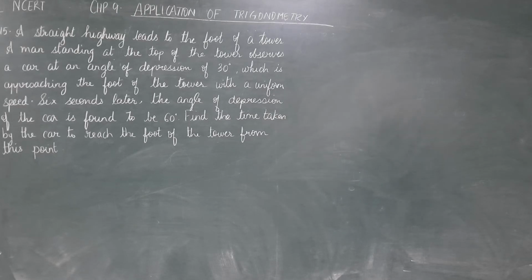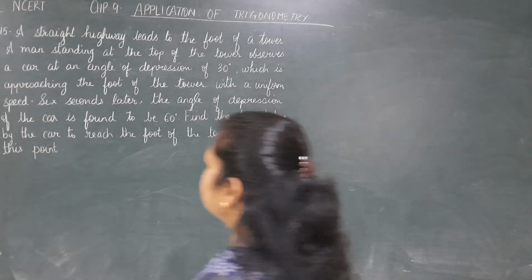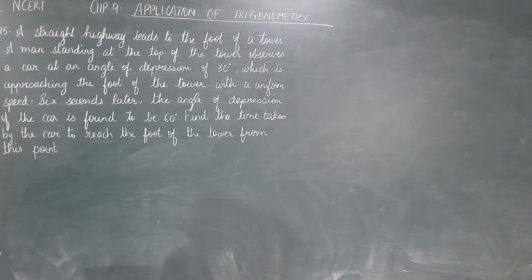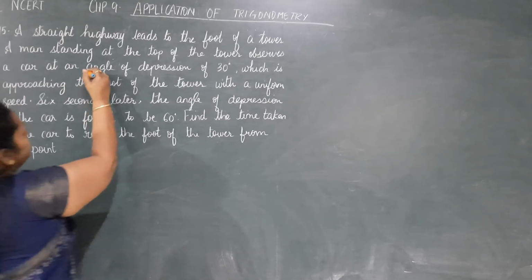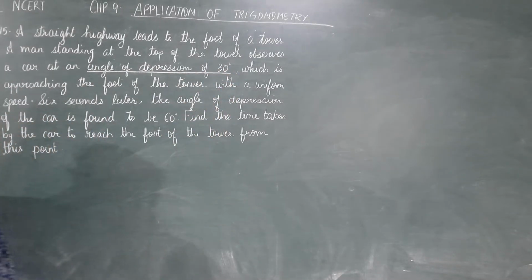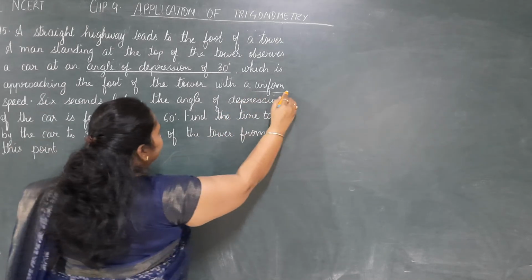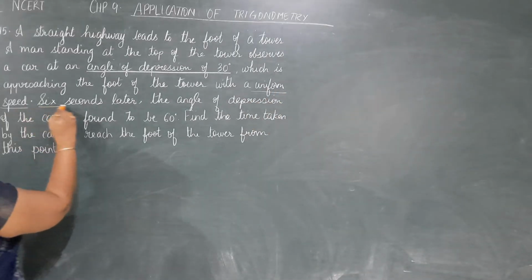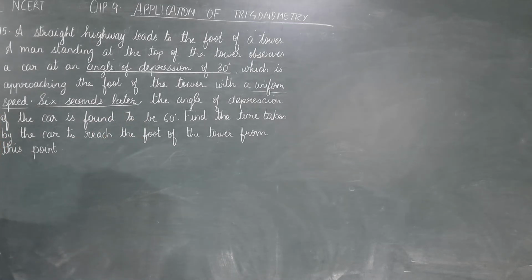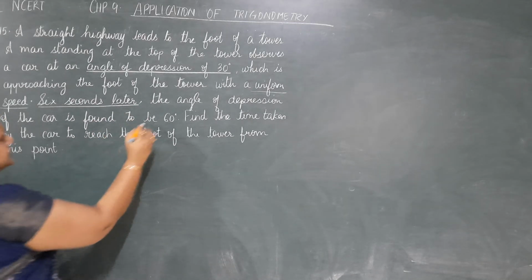Okay children, let's look at question number 15 from the NCERT textbook, exercise 9.1, which says: a straight highway leads to the foot of a tower. A man standing at the top of the tower observes a car at an angle of depression of 30 degrees, which is approaching the foot of the tower with uniform speed. The speed is uniform. 6 seconds later, the angle of depression of the car is found to be 60 degrees.